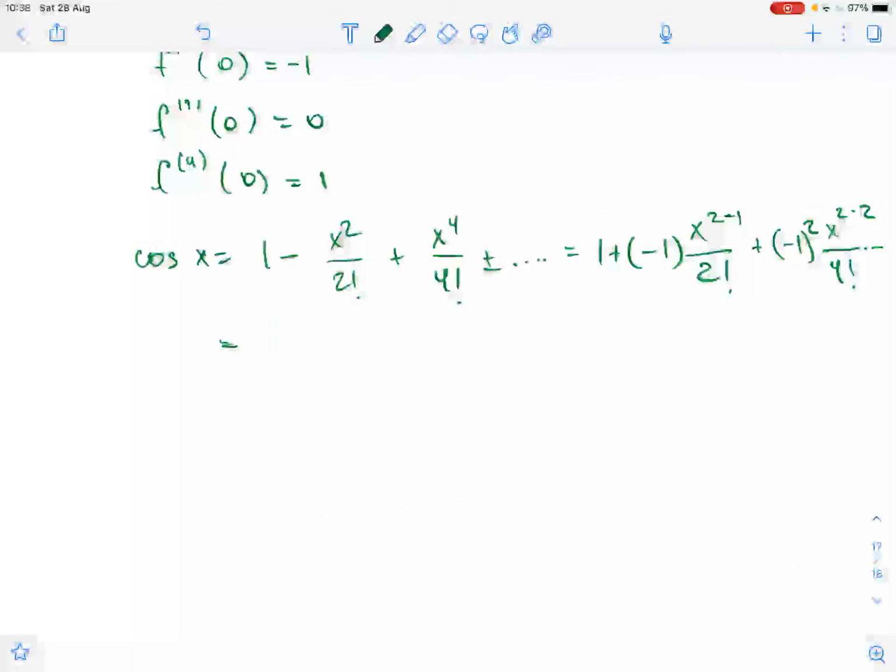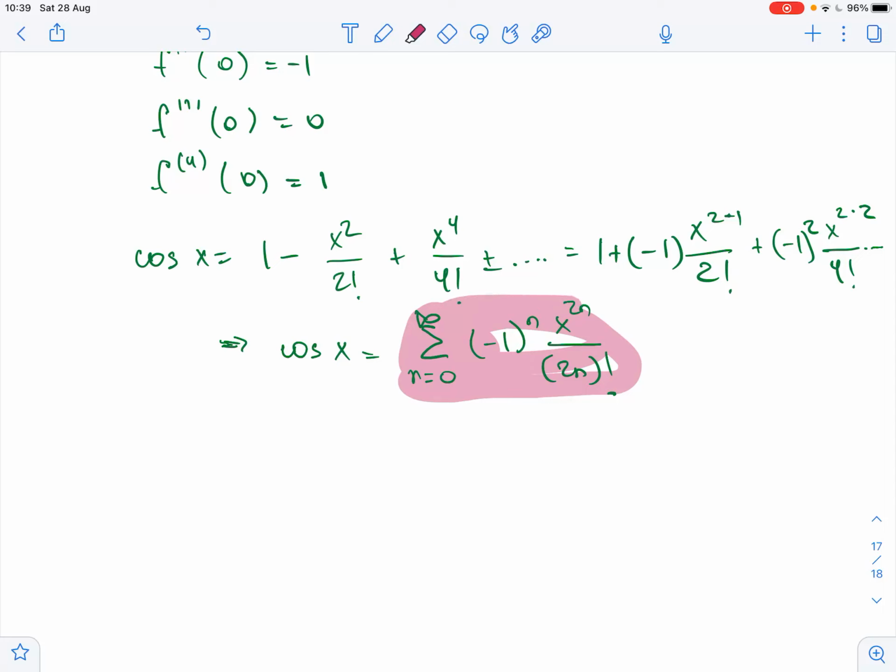And so on. So this means that cosine of x equals the sum where n goes from 0 to infinity of -1 to the power of n times x to the power of 2n over 2n factorial. So this is the required Maclaurin series.